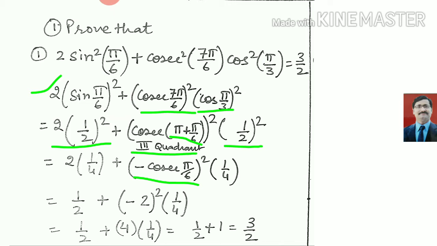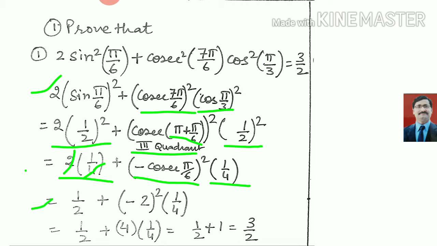After that, (1 upon 2) whole square will be 1 upon 4. So we will get 2 into 1 upon 4 plus, as I already explained, cosec (pi plus pi by 6) will be minus cosec pi by 6. So you have the bracket (minus cosec pi by 6) whole square, times 1 upon 2 square, which is 1 upon 4. Now this 2 and 4 you can cancel. You get 1 upon 2.